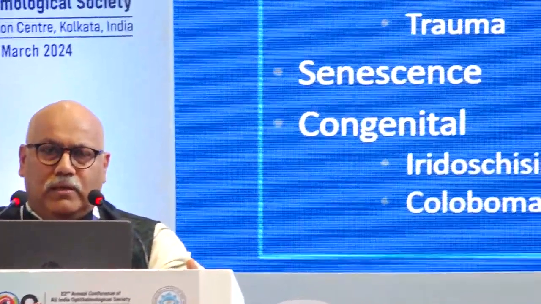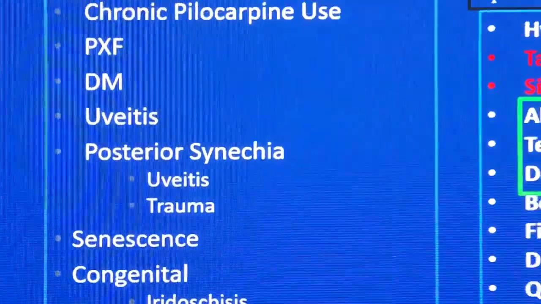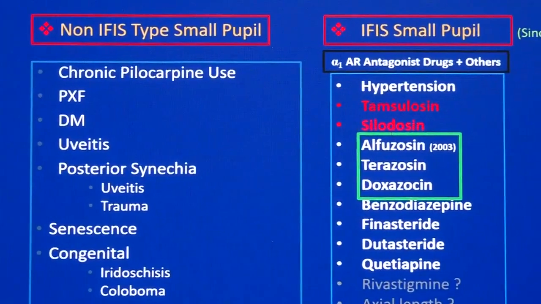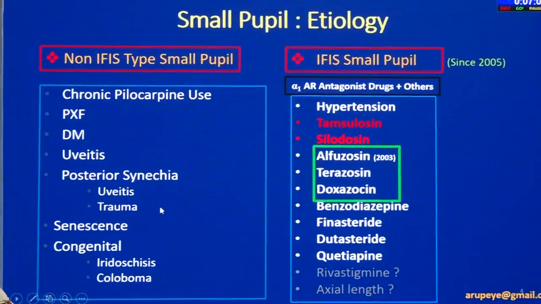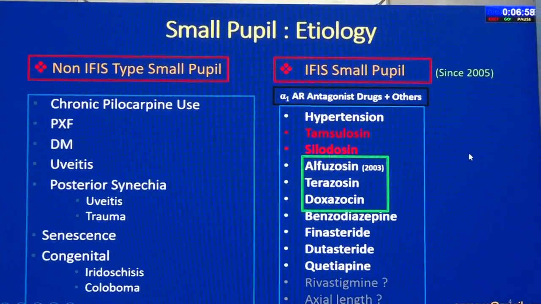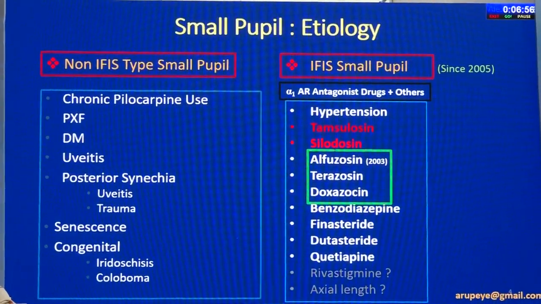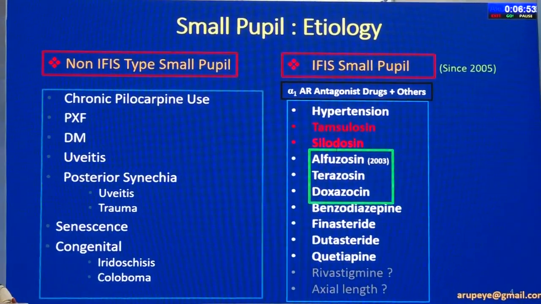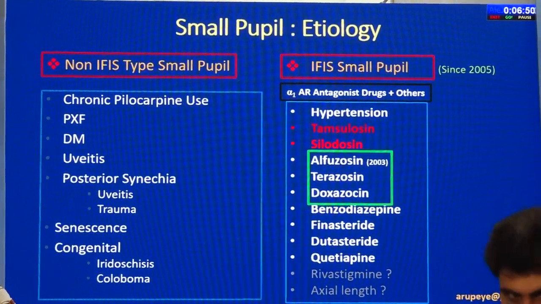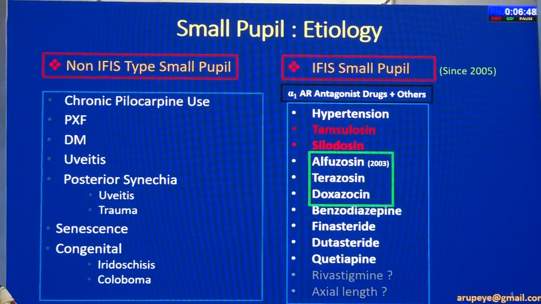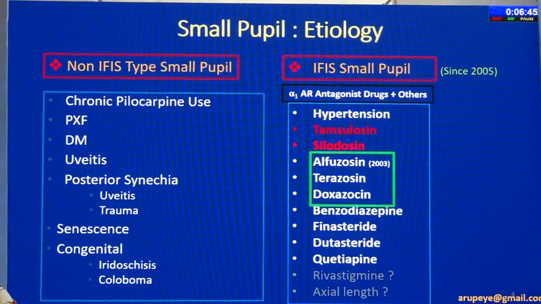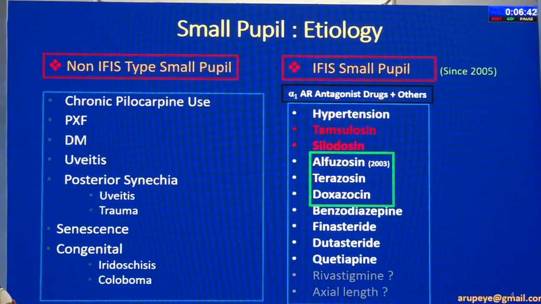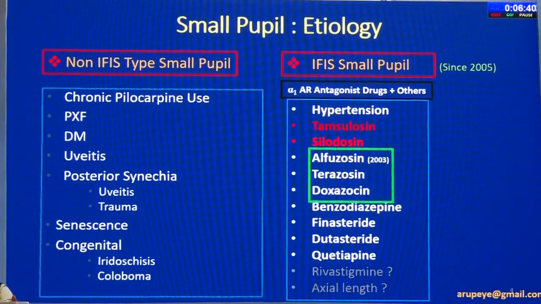Subsequently, it was noticed that many other systemic medications were also responsible for a similar situation. So today, when I come across a small pupil situation, I classify them into two categories. One is the non-IFIS type, that is the traditional type, and the IFIS type of small pupils in patients who are potential IFIS candidates. They need not be BPH patients, but there is a host of other medications that also have to be taken into account. It is also important to know that IFIS candidates may not have small pupils to start with. They can have relatively large pupils to start with.